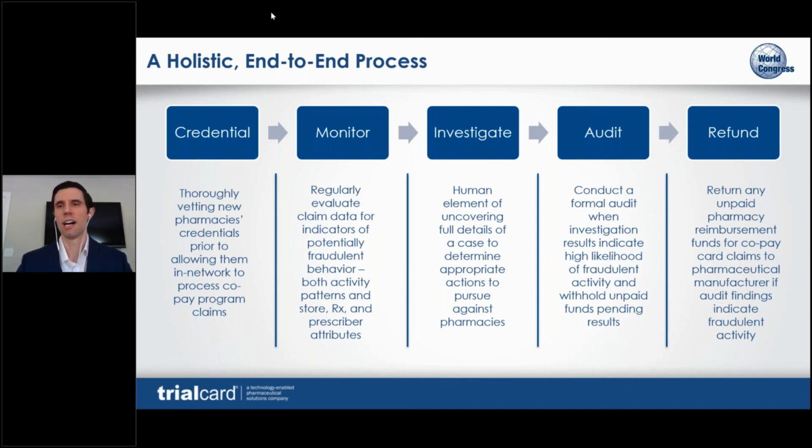And then finally, refunding manufacturers. This is something that we've established a process for. It's not always possible, based on payment cycles to the pharmacy and different contractual terms, but in cases where it is possible, we're able to withhold payments that are due to these pharmacies and ultimately return them to manufacturers. We'll get into a little more of what that looks like in the coming slides. But that's the five pillars of this overall process that we try to employ in combating copay program fraud.